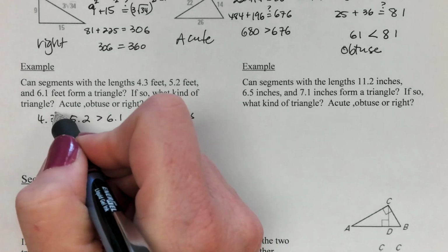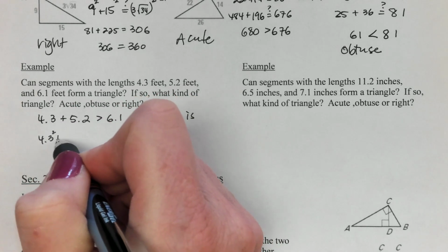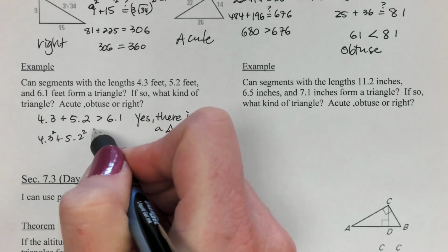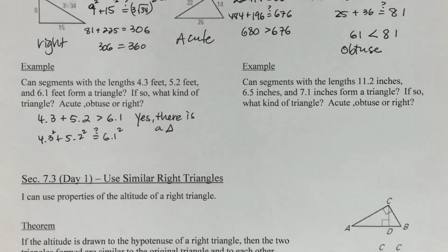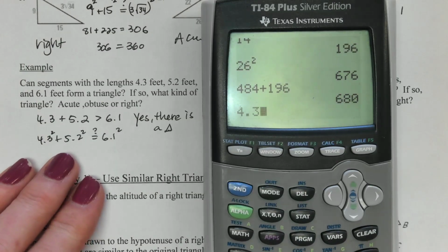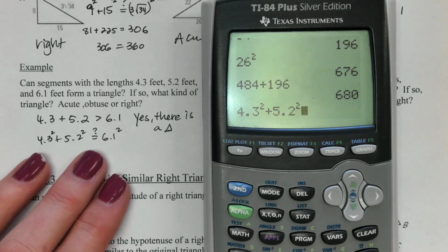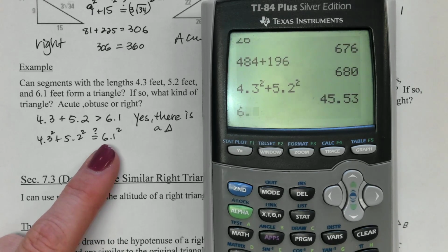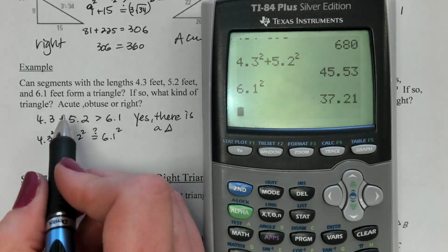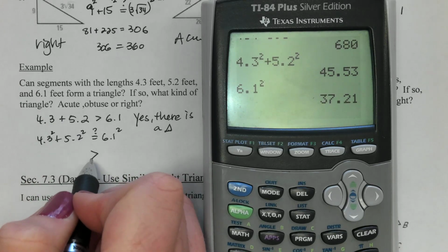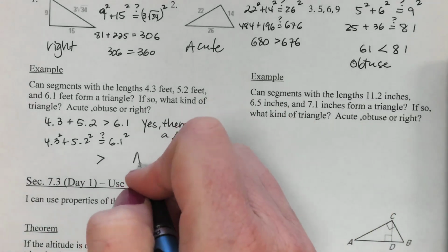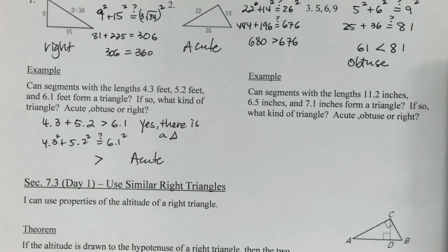So I'm just going to square these now, 4.3 squared and 5.2 squared, and I'm going to compare that to 6.1 squared and see where we land. So 4.3 squared, 5.2 squared, and we're going to compare that to 6.1 squared. So it looks like the two sides were bigger. That makes it an acute triangle.